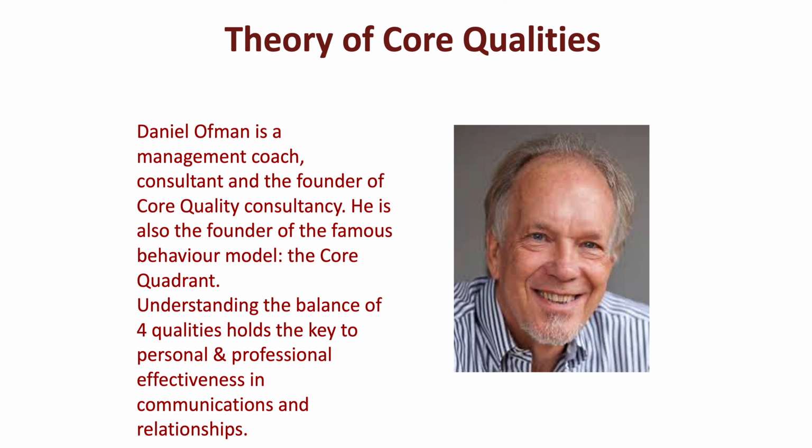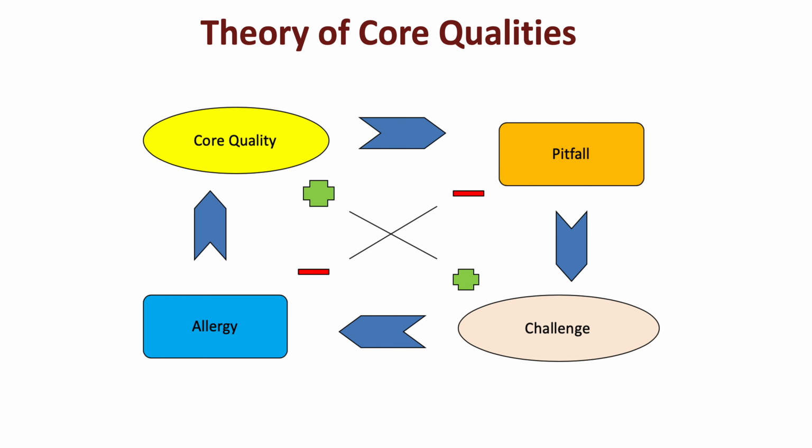And the 4 quadrants that we're concerned with are identified as the core quality, the pitfall, the allergy, and the challenge. Now, the core quality is always positive, and it's something that each of us have. We all have more than one, so that's good news for us. But if we overdo that core quality, very often what we can do is fall into a pit. And that's no different to any other behavioural scientists that have come up with this theory.